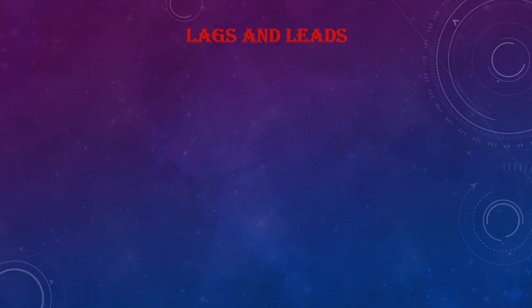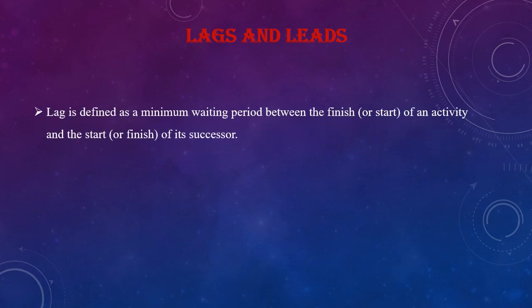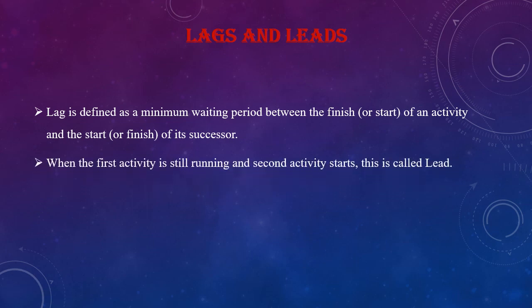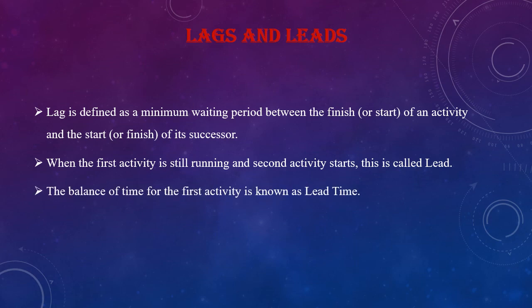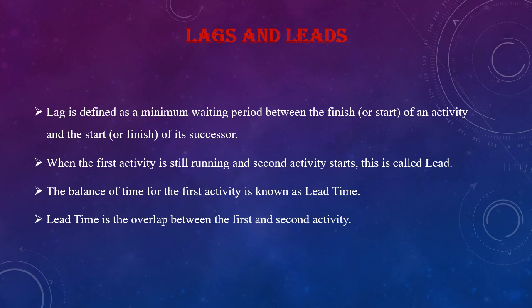Next is lags and leads. Lag is defined as a minimum waiting period between the finish or start of an activity and the start or finish of its successor. When the first activity is still running and the second activity starts, this is called lead. The balance of time for the first activity is known as lead time. Lead time is the overlap between the first and second activity.